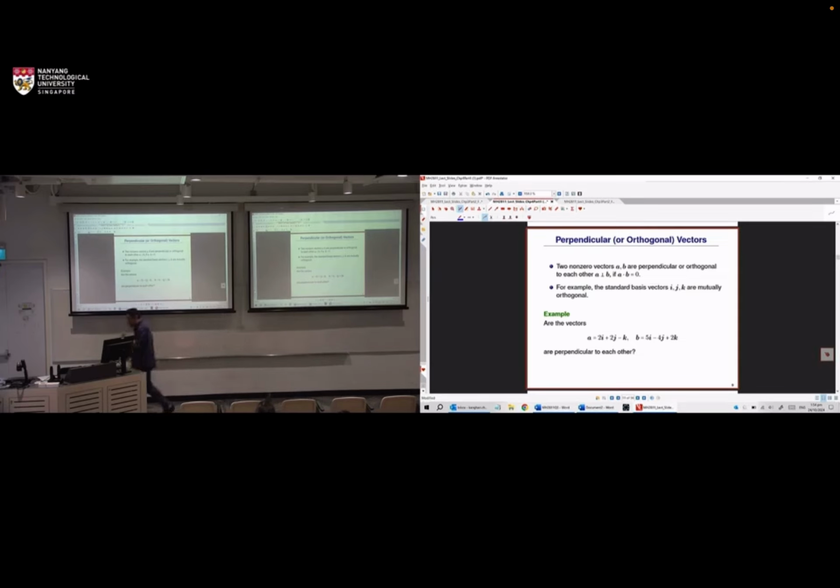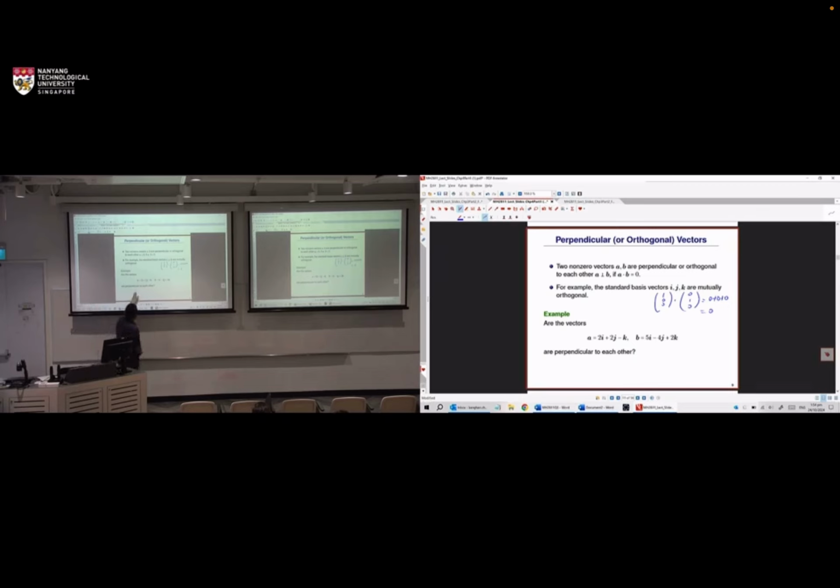Because at that corner you see the i, j, k. If you use 1 0 0 dot with 0 1 0, it gives you 0 plus 0 plus 0, which gives you 0. So they are 90 degrees.